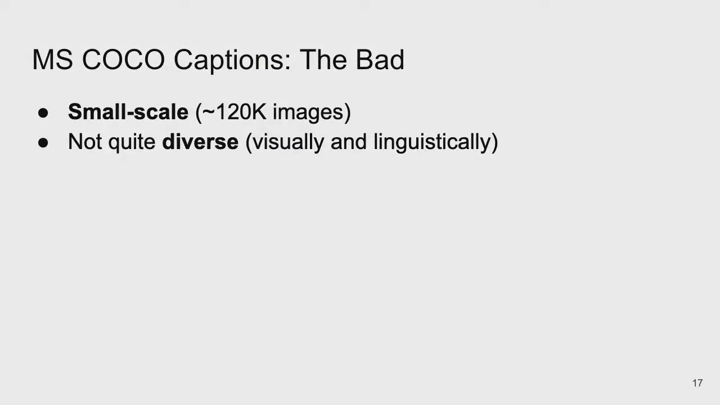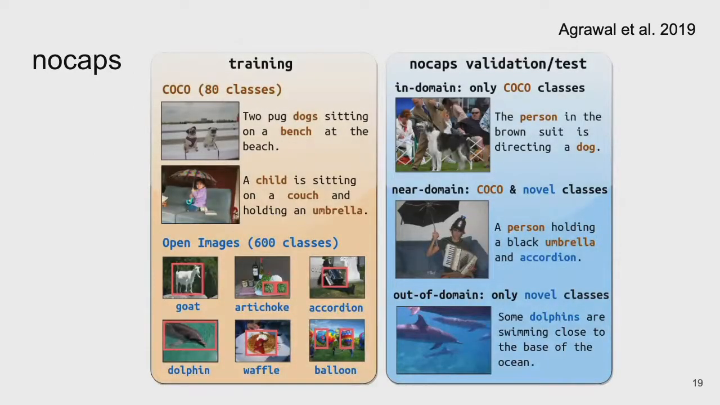And also, MS COCO captions are not quite diverse, visually and linguistically. To support this point, there's a benchmark called nocaps, which introduces a new task because COCO only involves common generic objects, not diverse at all, and it cannot cover out-of-domain objects in an open image dataset, like goat and dolphin. So that's supporting evidence for why COCO is not good.